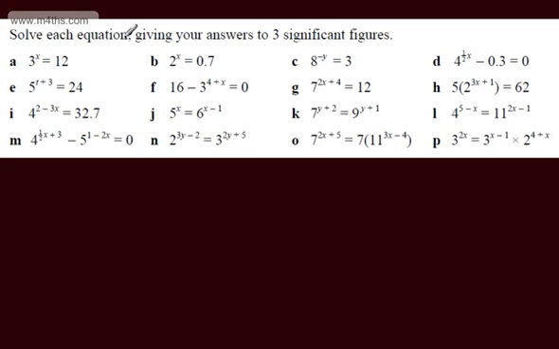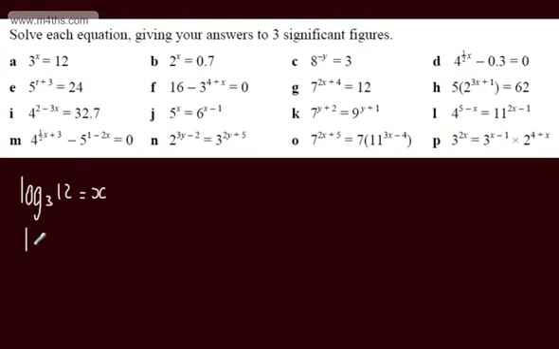We're asked to solve each equation giving our answer to 3 significant figures. So what we have here is 3 to the power of x is equal to 12. Now with this one we've got a couple of different choices. We could now write the log equivalent, and the log equivalent is log to the base 3 of 12 is equal to x. We could go ahead and evaluate this in a calculator.